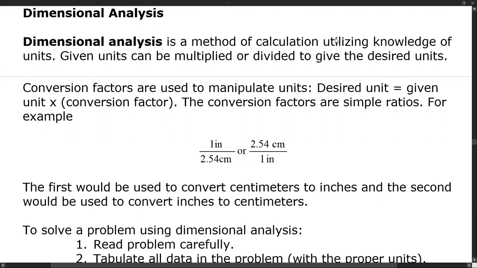For example, for every 1 inch, there's 2.54 centimeters. I can say there's 1 inch per 2.54 centimeters or 2.54 centimeters per 1 inch. Which one do I use? It depends on which way the unit conversion gets canceled. If I'm going from centimeters to inches, I would use 1 inch divided by 2.54 centimeters. If I'm going from inches to centimeters, I would use the other factor. I just need to make sure my units cancel or I don't have the right numbers.